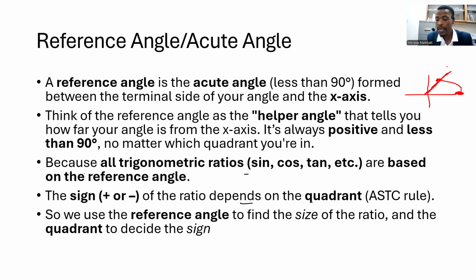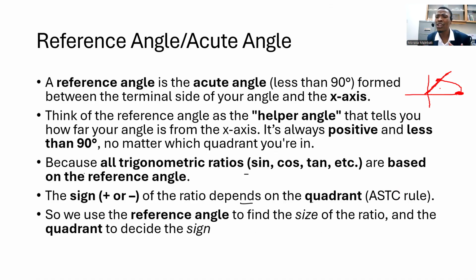Initially it was like this, and then you rotate counterclockwise until you reach 90, 180, 270, and 360. I hope you remember that if you are familiar with physics, when we're dealing with work, we use this. Because you stopped here, where you stop we say is the terminal side. So the reference angle is the angle between the terminal side of your angle and the x-axis.